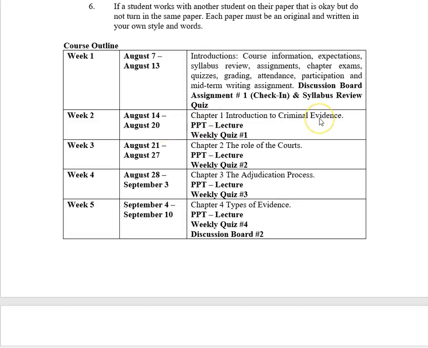We're going to cover chapter 1, which is Introduction to Criminal Evidence. There's going to be the lecture, the reading assignments, all the stuff like that. There's going to be an introduction into the chapter, and you're going to have a quiz on chapter 1. Now that's it for week 2. You still need to read the textbook and do the other stuff if there is other stuff. Okay, but this is typically how it's going to go.